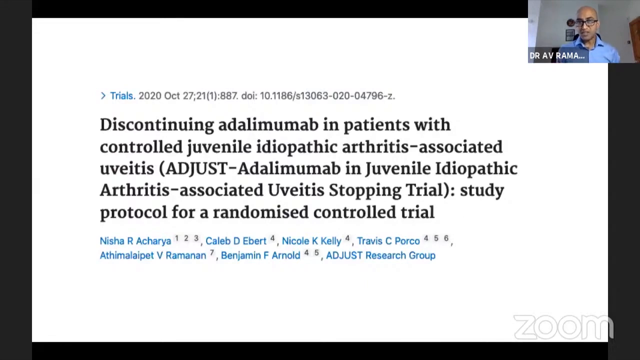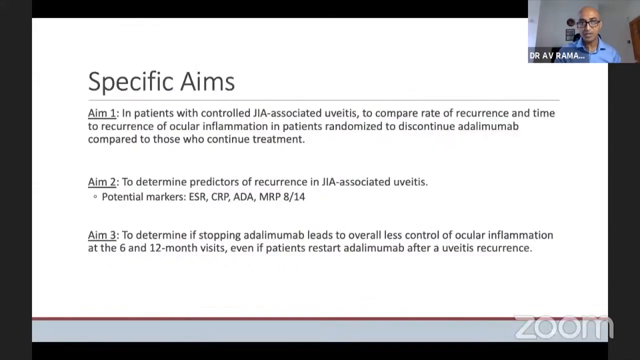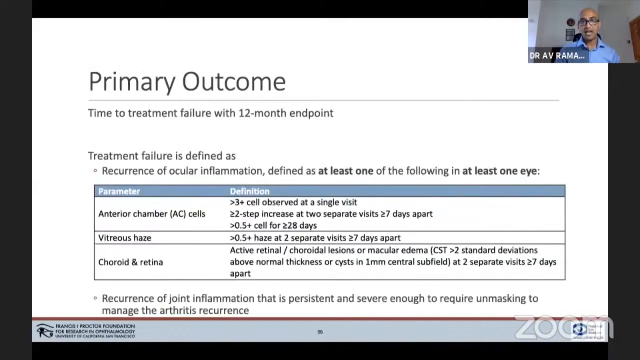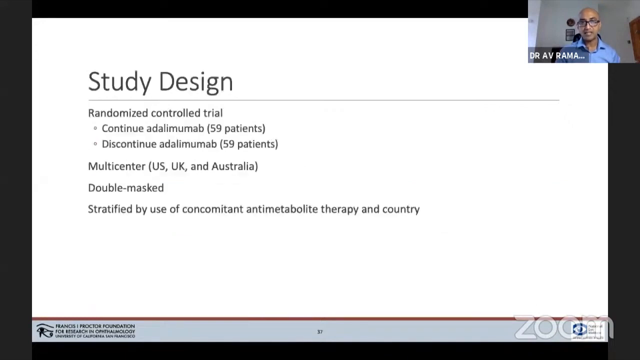And we're doing this study to answer the problem of when do you stop? Do you stop after 12 months of inactive disease? Do you stop after 6 months? Do you stop after 18 months? So Nisha Acharya and I are doing a trial across US and UK. Our first aim is to decide when can we stop. The second is, can we have some biochemical predictors of who's going to flare in advance of stopping? And flare is, again, very straightforward. It's an AC based one.